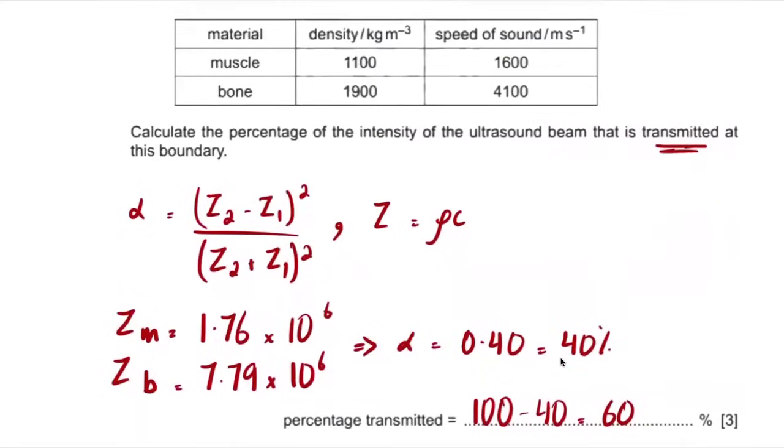So I found out Zm and Zb using the rho c equation, and plugging in the values here, alpha turns out to be 0.4, which means 40% is reflected. So 100 minus 40, 60% is transmitted through.